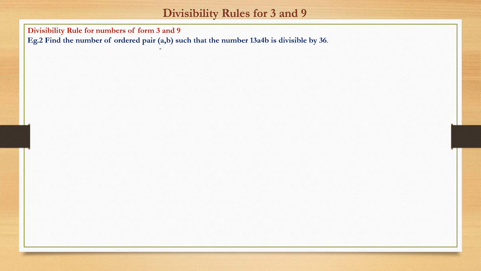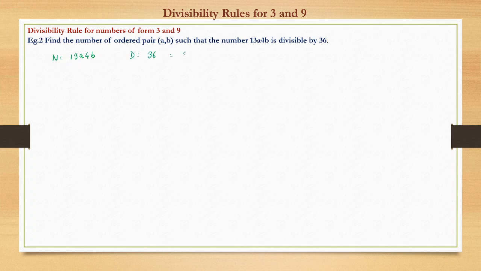Find the number of ordered pairs (A, B). By ordered pairs we mean A and B will be different, so if the pair is (2, 3), then (2, 3) will be different from (3, 2), such that the number 13A4B is divisible by 36, and the divisor is 36.